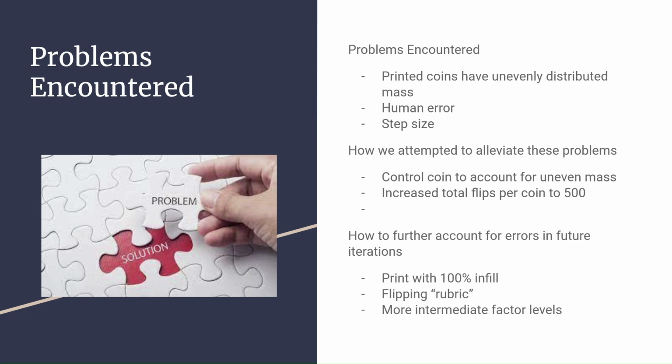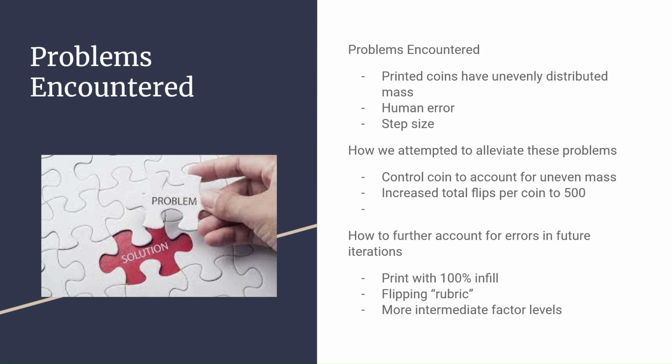Now, how we attempted to alleviate these problems, we had our control coin. We used that as a test to see how much that uneven mass distribution would really affect the ideal mean of our coins. And as I stated before, our mean was around 0.514. Now, we took this as within acceptable limits and continued the experiment as before. We also increased our total flips per coin to 500 during our data collection.